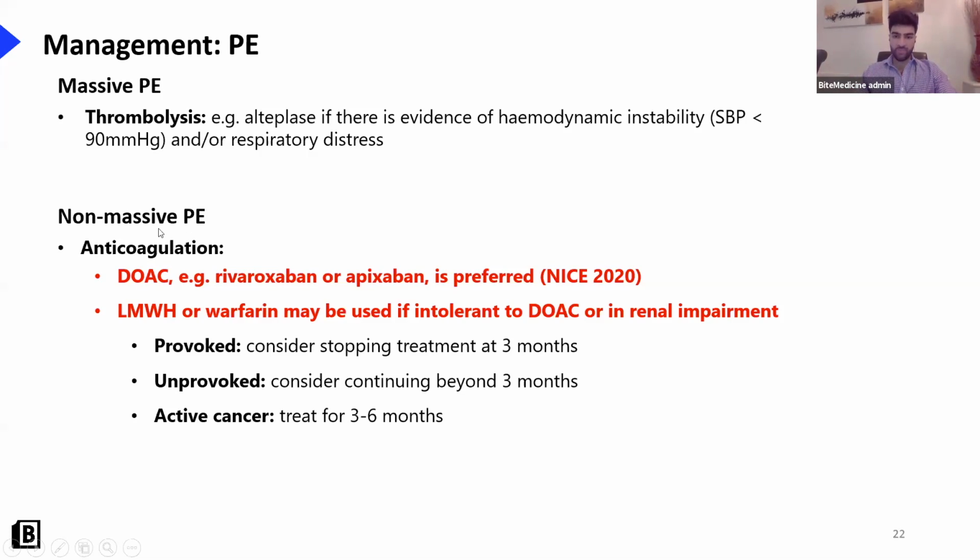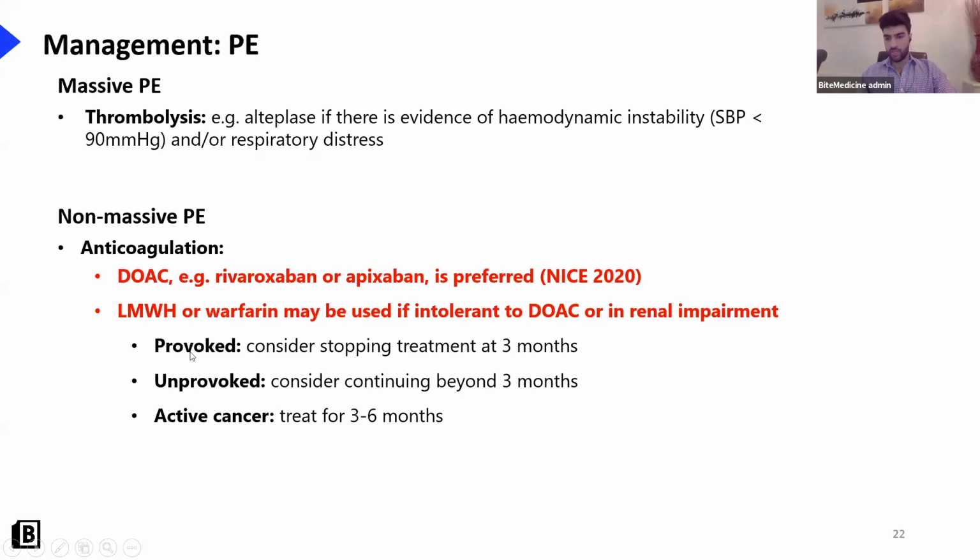In a non-massive PE, according to NICE, the guidelines have now changed. A DOAC, also known as a direct oral anticoagulant, is first line. So either rivaroxaban or apixaban. Low molecular weight heparin or warfarin may be used if the patient is intolerant to a DOAC or if there's evidence of renal impairment. You can't use a DOAC if the patient has significant renal failure.